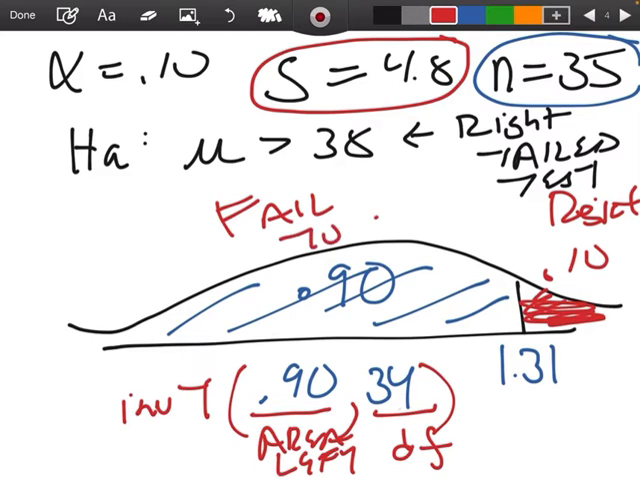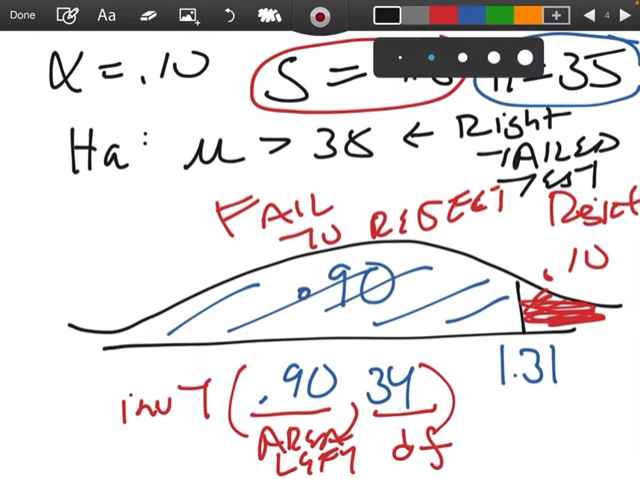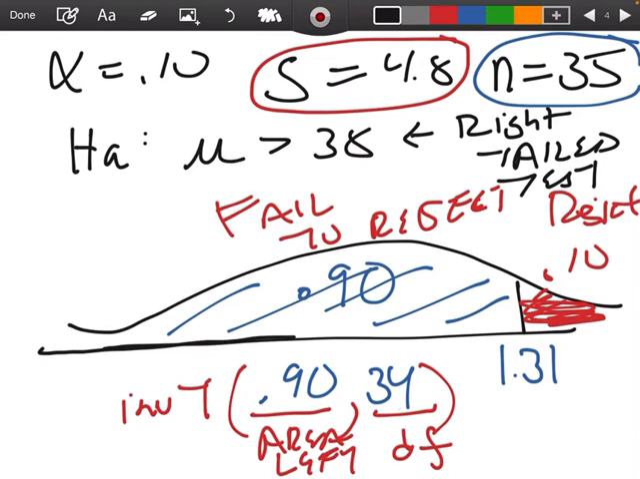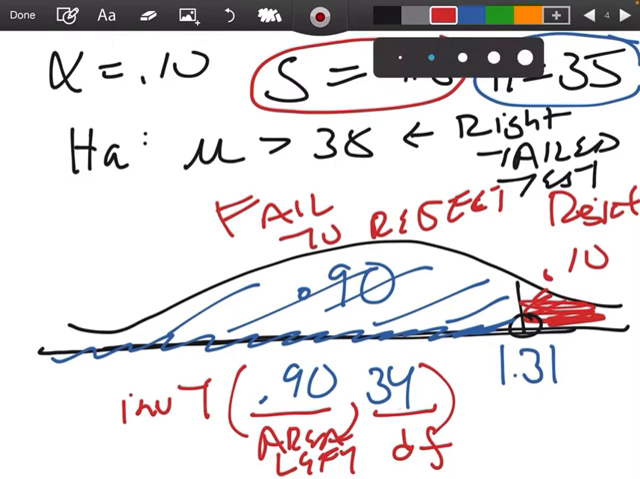What does that mean? Same thing like we did before. That's my reject region. This is my fail to reject region, okay? So then again, when we find our standardized test statistic, are we going to fall to the left of 1.31, which means we reject, or are we going to fall to the right of 1.31? Sorry, the left is fail to reject and the right is going to be reject, okay?